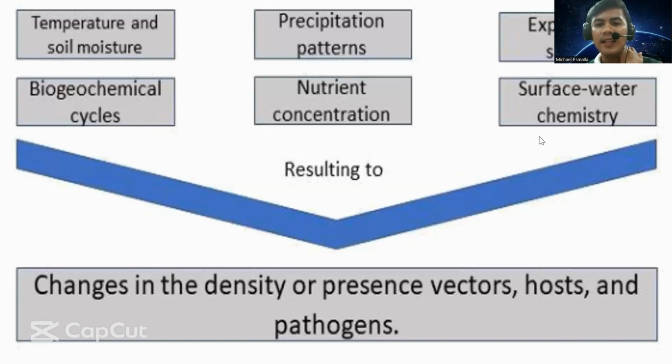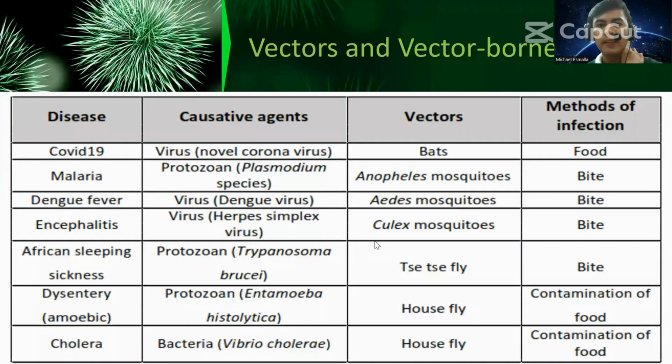Now, what is its result? It would result to the changes in the density or presence of vectors, hosts, and pathogens. Okay, so these are the common vectors and vector-borne diseases that we commonly encounter. So we have here the different diseases. It's very timely. We have the COVID-19, which is the novel coronavirus. It's the causative agent. And ano yung mga vectors niya? These are bats. And then the method of infection is food through human consumption.